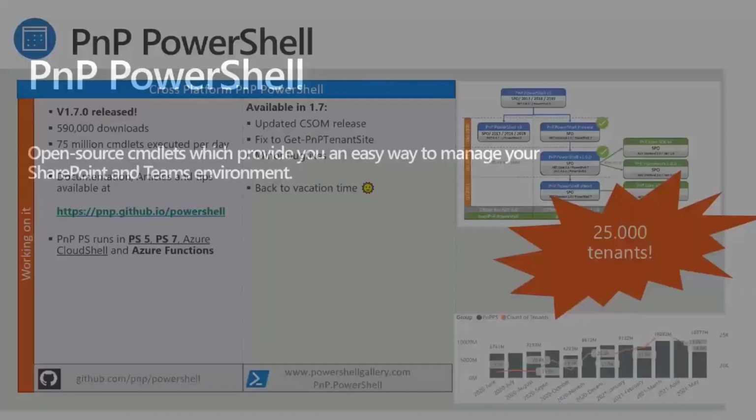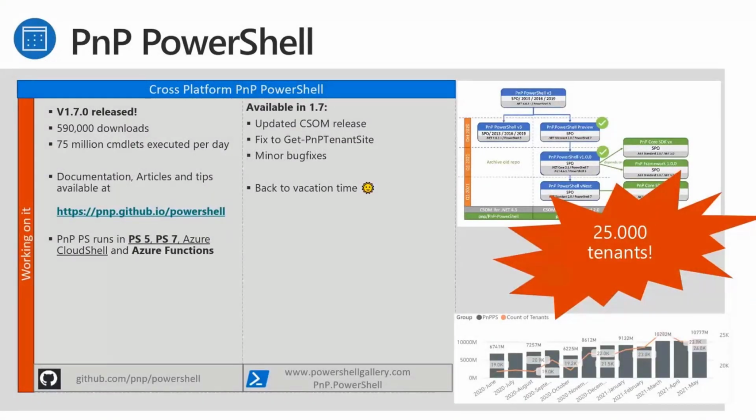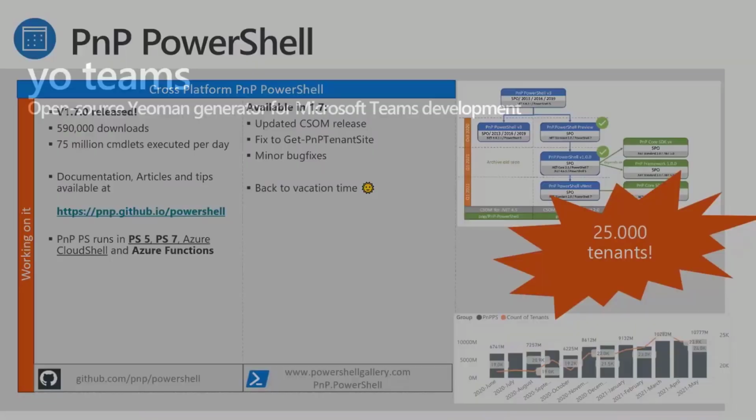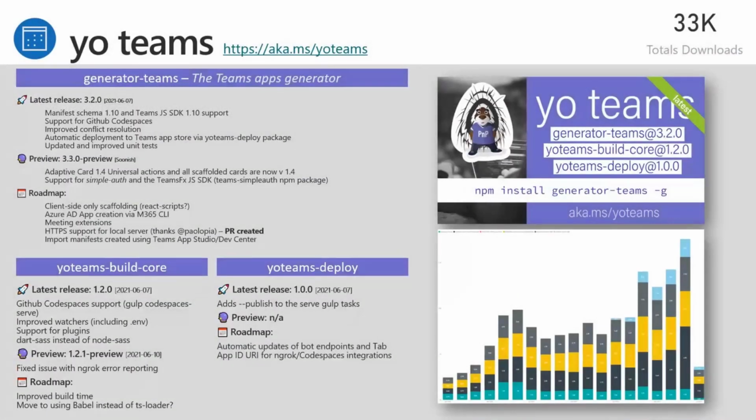Wow, that's wicked cool. Are you going to speak to PnP PowerShell as well? Yes, just to update you, we also released a new version of PnP PowerShell, version 1.7, and in there we mainly included a fix for quite a nasty bug related to a conflict with an old version of CSOM, and that's why we updated CSOM as we did for PnP Framework, and Erwin fixed the Get-PnPTenantSite cmdlet. And now we are almost back to vacation, so we will see each other again near the end of August. Wonderful. And then last but not least, Yo Teams.